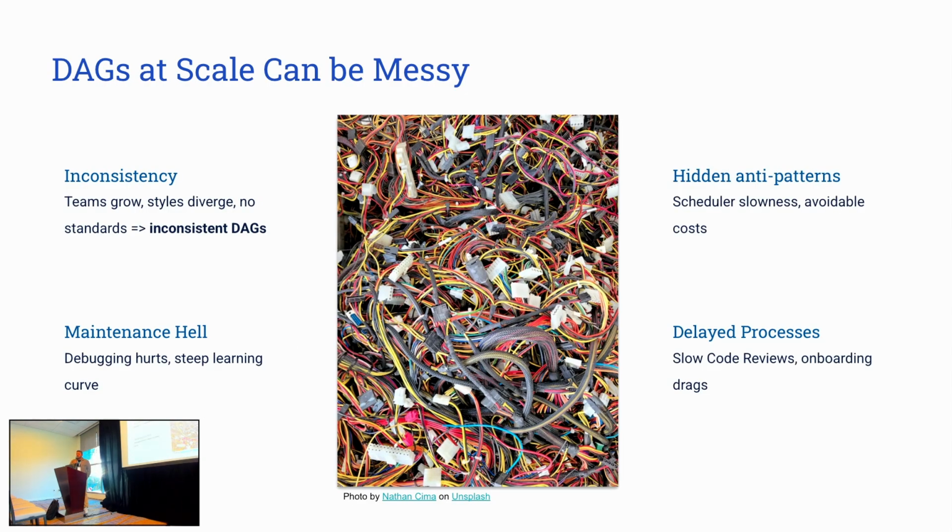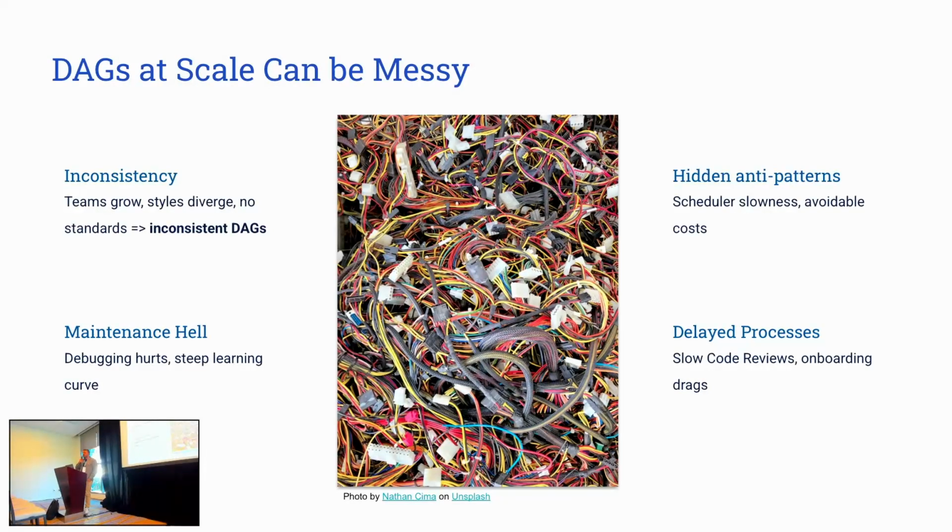I think some of you, or maybe most of you, can relate that DAGs at scale can become messy for multiple reasons. But I'm going to highlight some of the reasons we found hard to tackle. The first one is inconsistencies. We have a lot of engineers in our group, and lots of DAGs, and we found out that slowly, as the team grows, the style of those DAGs starts to diverge, and we have no real standards. So it becomes really inconsistent, and when you take a look at someone else's DAG, it becomes like something entirely new to you.